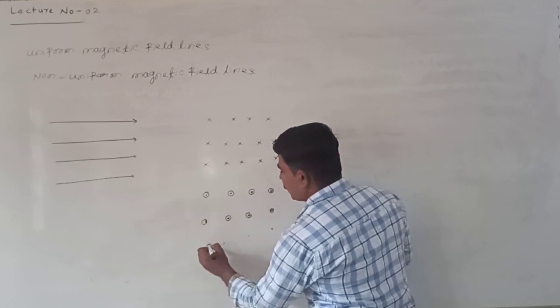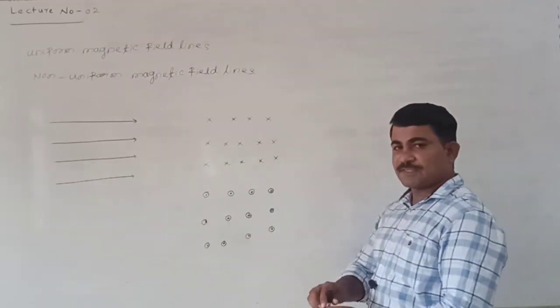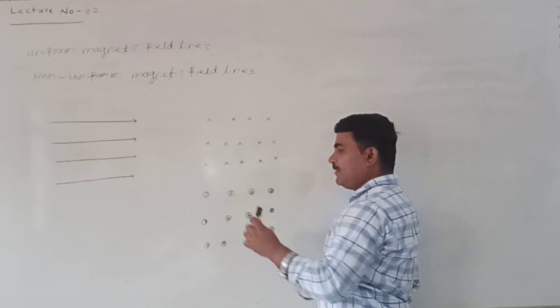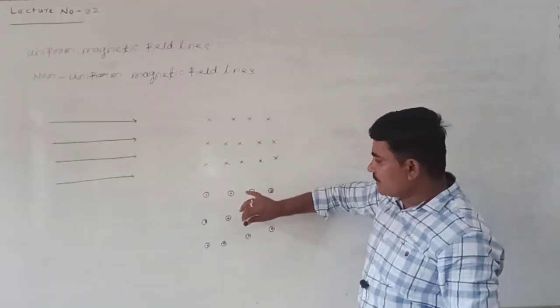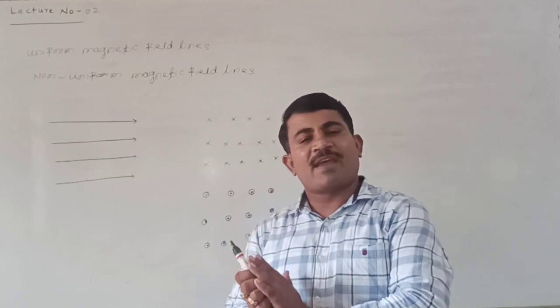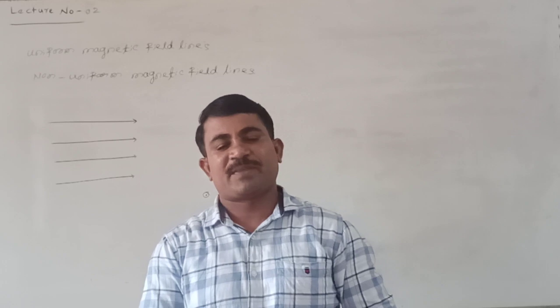Simply I will show how the magnetic field can be represented uniformly. The above figure indicates magnetic field is uniform and directed into the plane, and this indicates magnetic field is uniform and directed out of the plane. So these are the three ways in which uniform magnetic field we can represent.